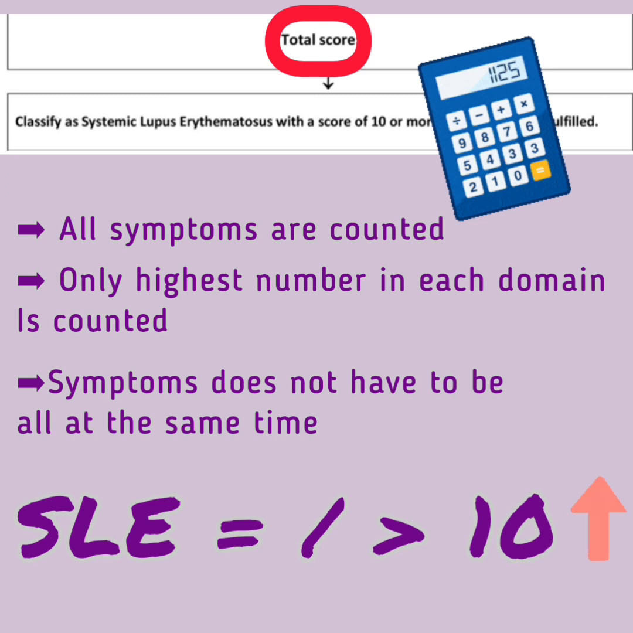So then all the symptoms are counted. Only the highest number in each domain is counted. Symptoms that you had in the past are also counted. You don't have to have it now. And then if your score is equal or higher than 10, then you are diagnosed with lupus.